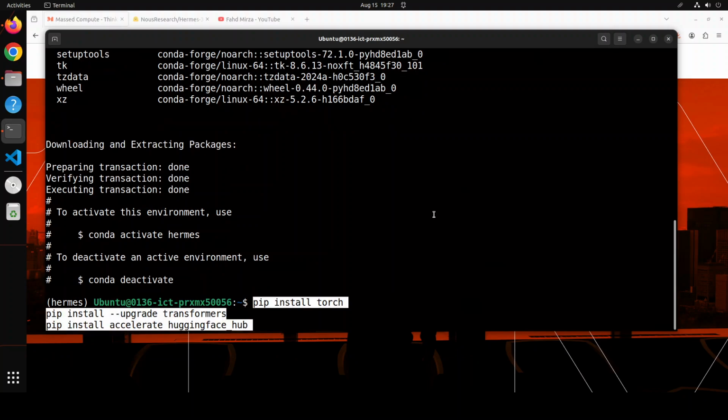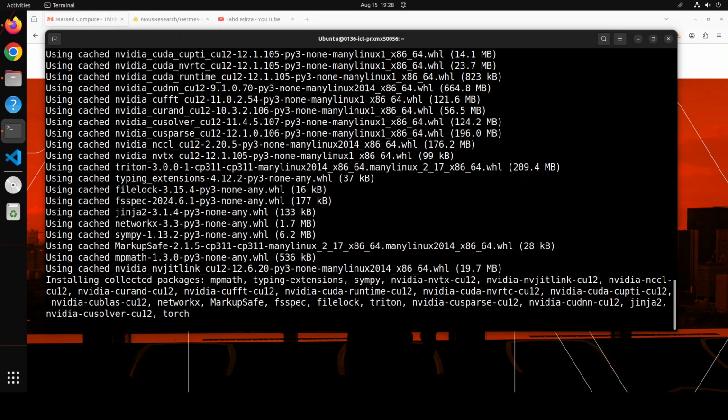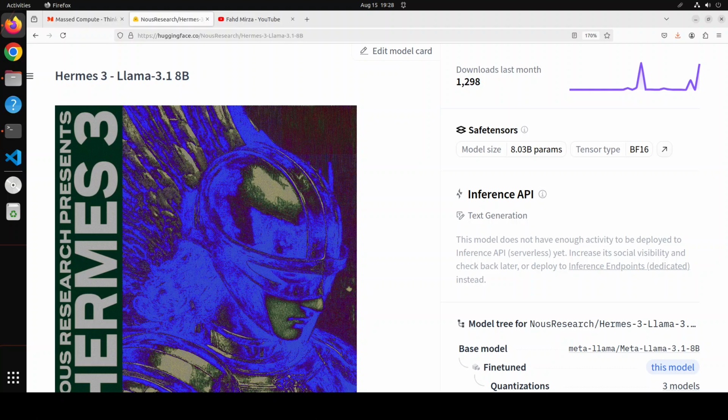Let me now install all the prerequisites, which include torch, transformers, accelerate. Let's wait for it to finish. Meanwhile, as these prerequisites get installed, let's go back to the Hermes page and see a bit more technical information about this model. It is the latest version of their flagship Hermes series of LLMs by Nous Research. It is a generalist language model with many improvements over Hermes 2, including advanced agentic capabilities, much better role-playing, reasoning, multi-turn conversation, long context coherence, and improvement across the board.